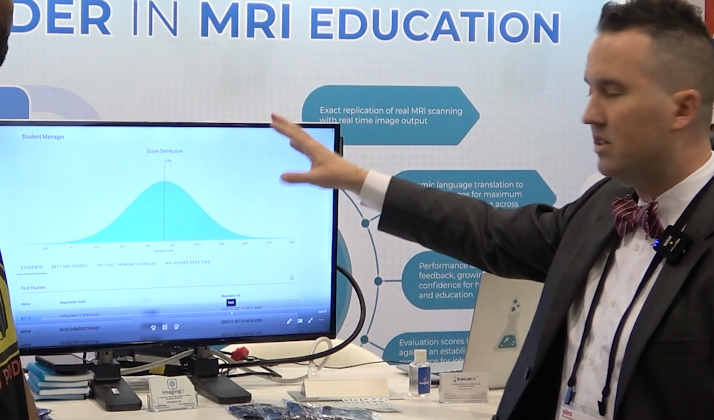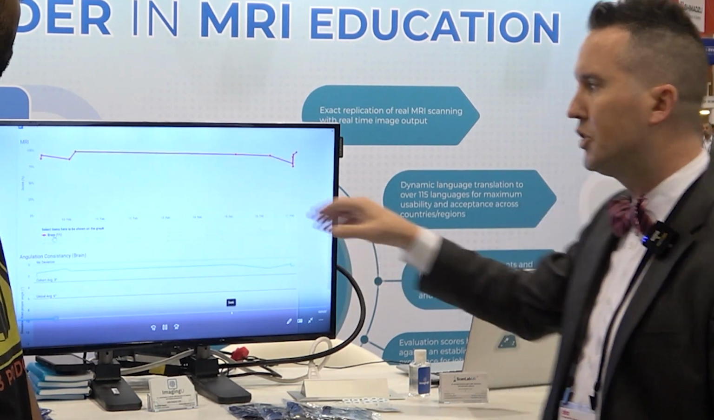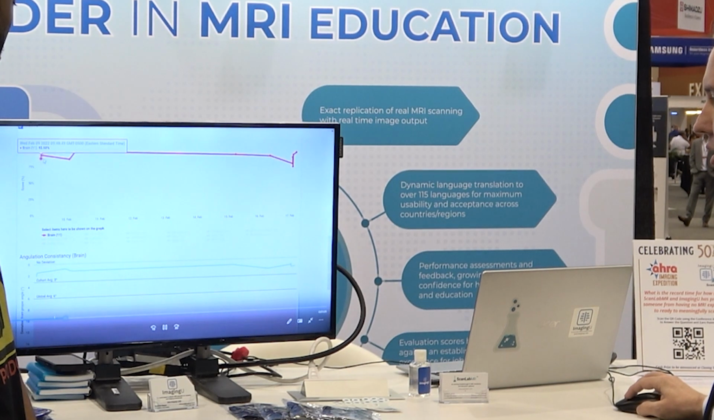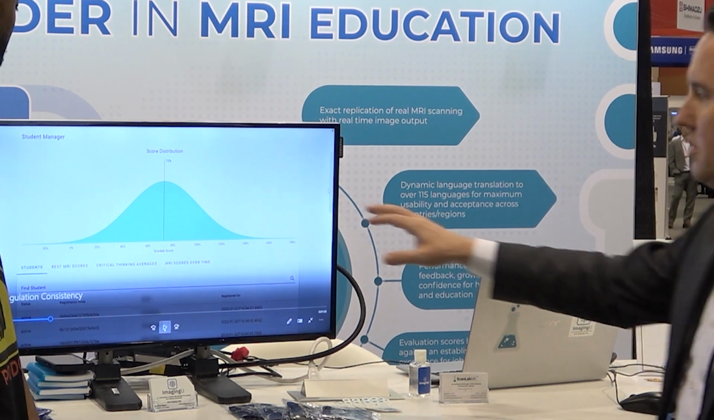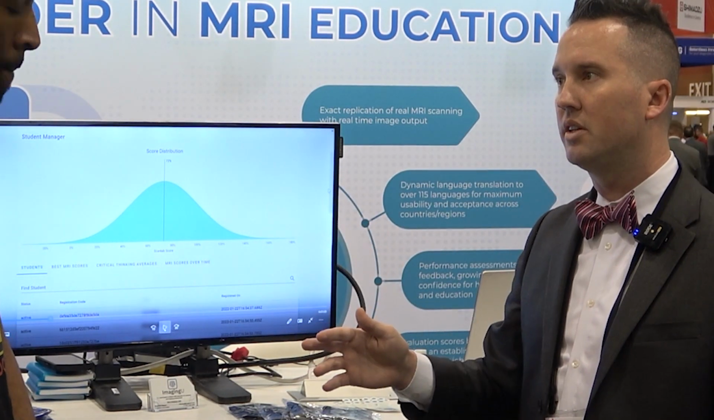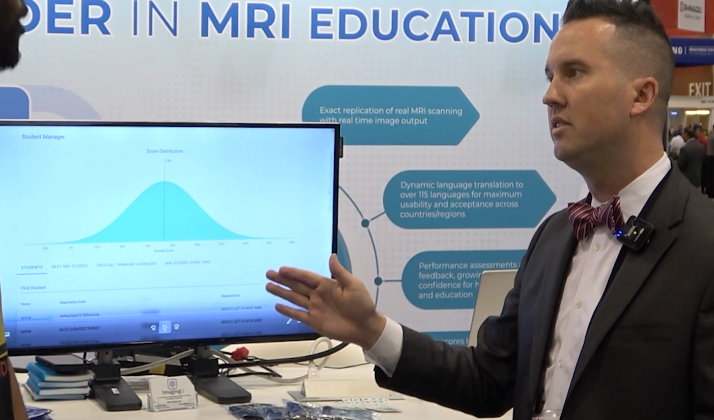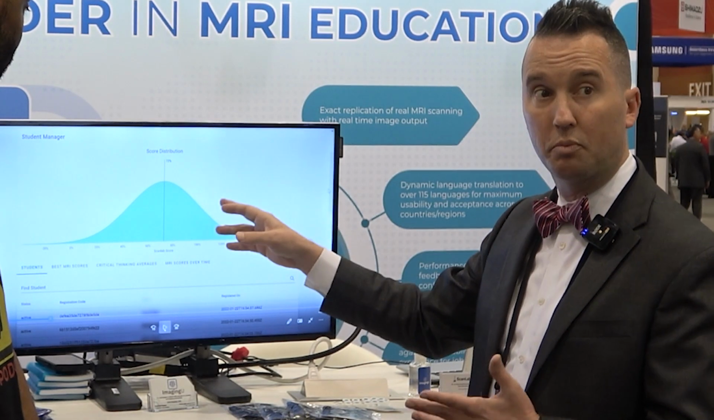Based off of everybody that has come through and done a ScanLab, you can see the Gaussian distribution of an individual cohort. Typically, if you're an average cohort, you would be in the 50th percentile. But here, our median is at 73%. So this is a pretty solid cohort.